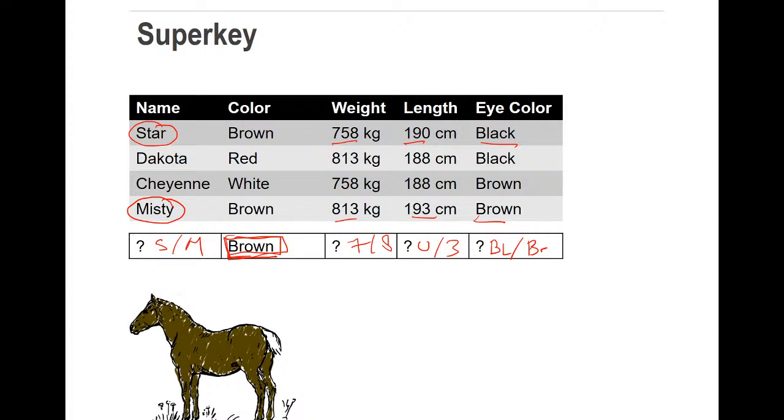Which means what we know so far is that color cannot uniquely identify the rest. But what if we expand this? Instead of just giving you the color of the horse, I'm also giving you the eye color of the horse. Now this is unique. At least for this particular relational instance, if I only know the value of these two, it can uniquely identify the rest. I know a single row. In this case, it's Misty, 813, and 193. It is no longer Star.